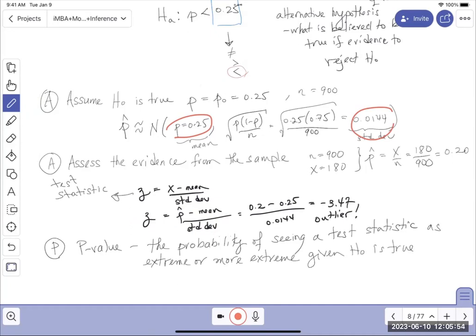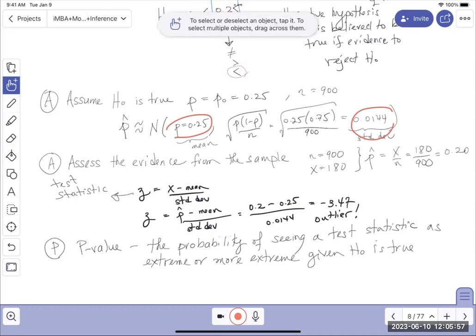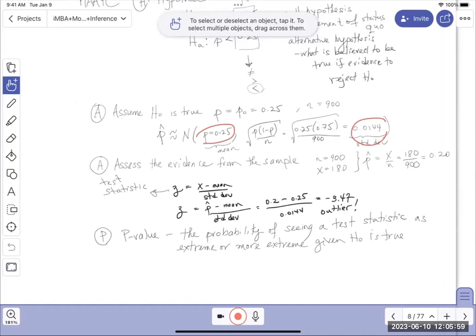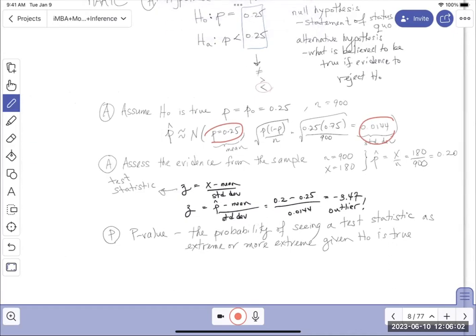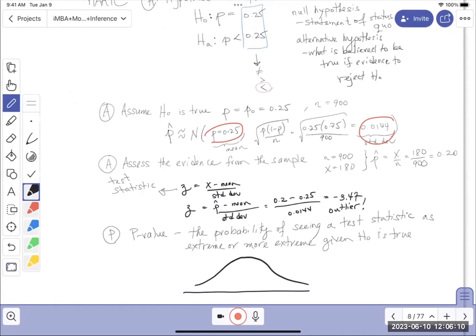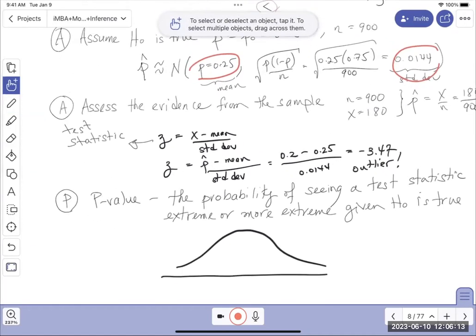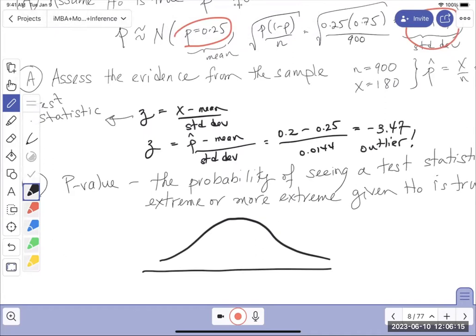So given the assumption and being able to standardize, we found out something's wrong. It's very strange what we got. So how strange? I'm at negative 3.47. And what's the chance of being as extreme or more extreme?